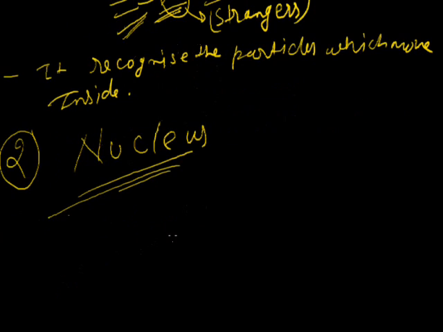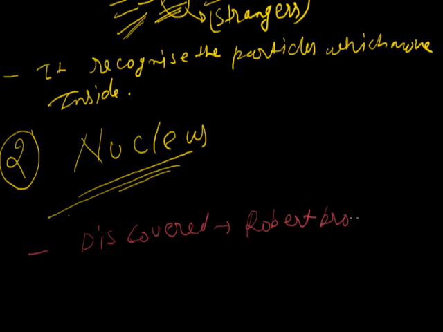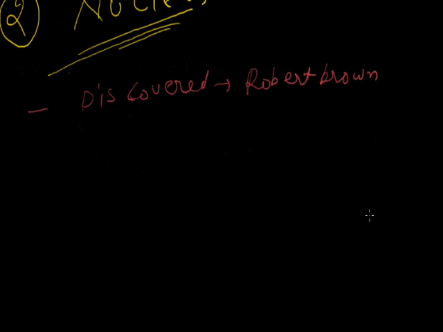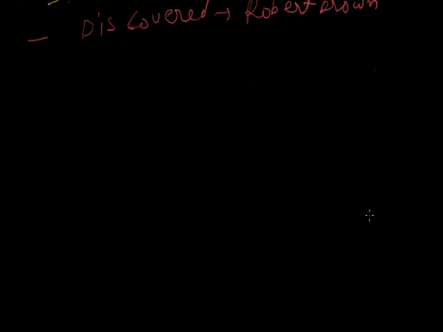What is the nucleus? Nucleus is a very important structure. It was discovered by a famous scientist known as Robert Brown. He is a very famous scientist who discovered the nucleus. Before starting the function, first we will go through the structure of the nucleus. What is the structure of the nucleus?